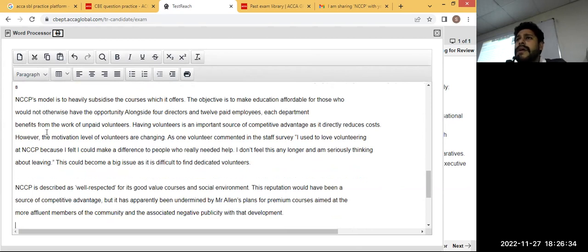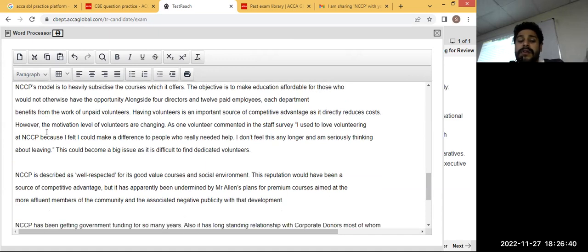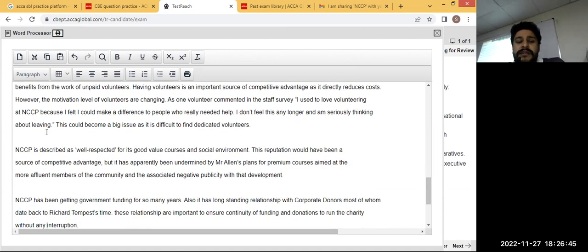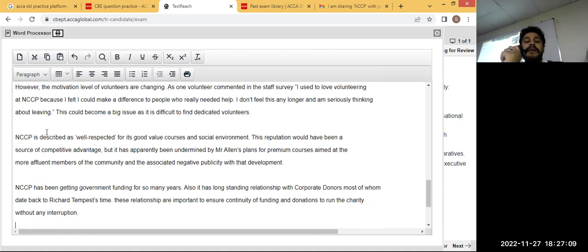It's just an introduction of how I introduce the answer by saying that there are certain competitive advantages, but if not dealt with appropriately, we might end up losing those advantages. NCCP is described as well respected for its good value courses and social environment. The reputation would have been a source of competitive advantage, but it has apparently been undermined by Mr. Allen's plan for premium courses aimed at more affluent members of the community and the associated negative publicity with the department. NCCP has been getting government funding for so many years.